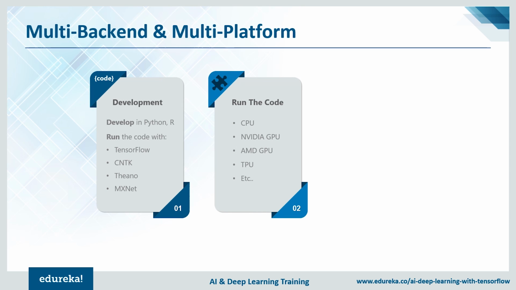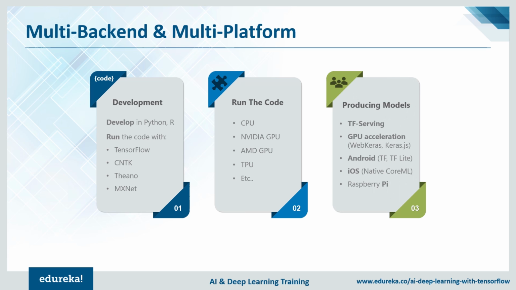The code can be run on the CPU or the GPU as well. Support for both the big players being NVIDIA and AMD here. So this ensures that producing models with Keras is really simple. Total support to run with TensorFlow Serving, GPU acceleration such as CUDA when using modules such as WebKeras and Keras.js, native support to develop Android and iOS apps using TensorFlow and Core ML, and yes, full-blown support to work with Raspberry Pi as well.